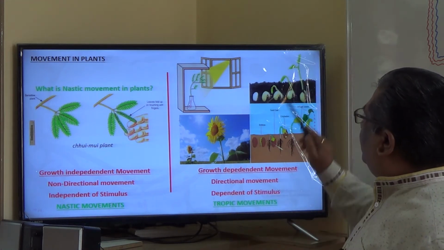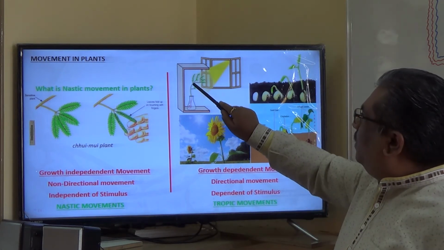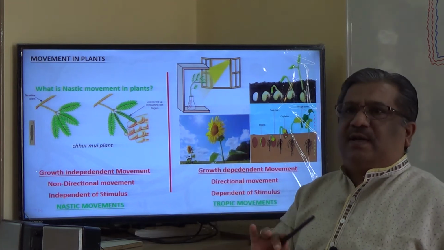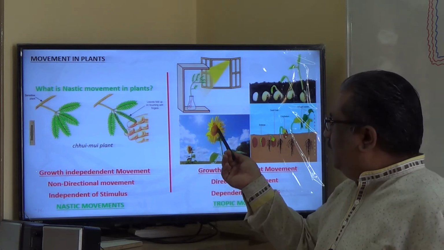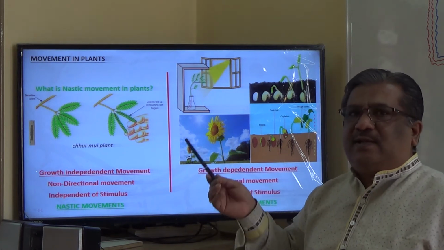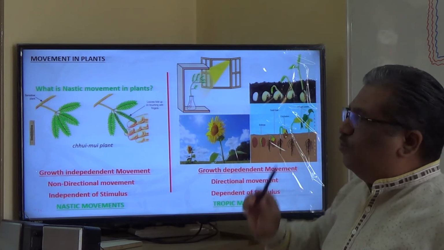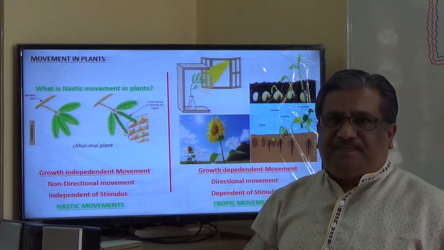Here this movement is due to growth of the plant. This movement turning towards the sun is also due to a particular growth inside the stem that takes place, and that is also growth movement. That means all these directional movements are growth dependent movements.